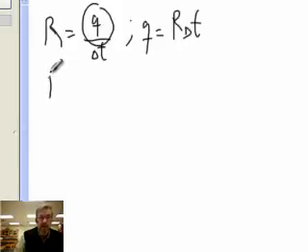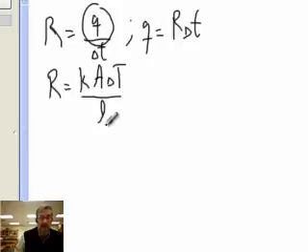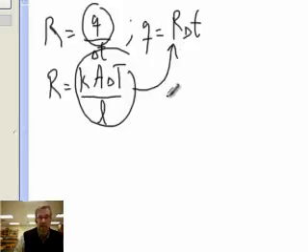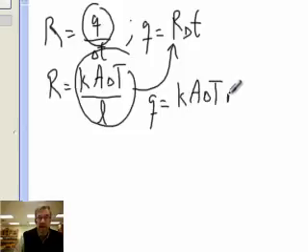But R, for conduction heat transfer, which is what's happening through this wall, is K times A times delta T divided by L. So substituting this in for R, we get an equation for Q. Q is equal to K times A times delta temperature times delta time, divided by the path length.